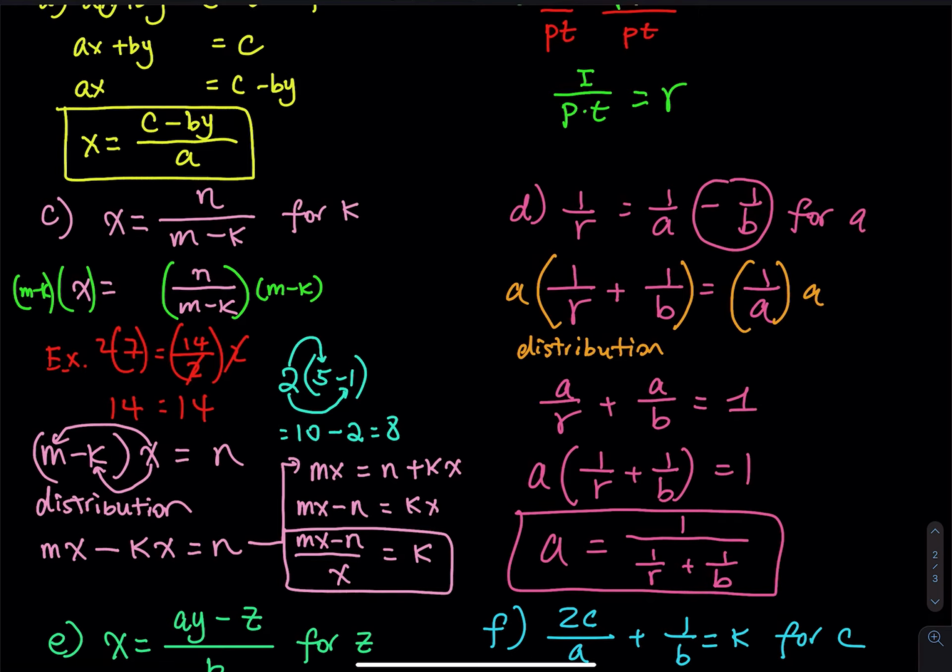So that is your final answer. Again, you have a fraction inside another fraction, 1 over r and 1 over b inside another fraction. This is called a complex fraction.